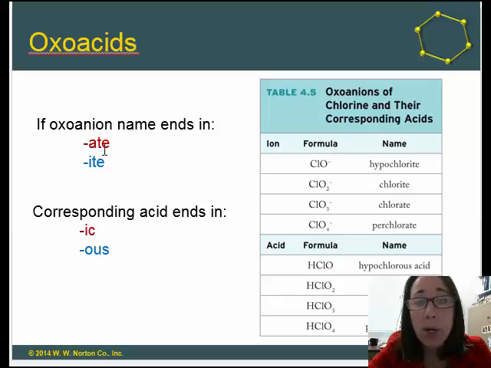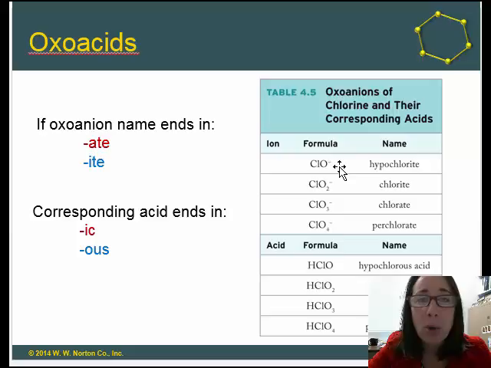Oxoanions are either going to end in ate or in ite. And if the polyatomic ion ends in ate, then the corresponding acid is going to end in ic. So I remember this by "I ate something icky." And then if the polyatomic ion ends in ite, then the corresponding acid is going to end in us. And I remember this by "I and us."